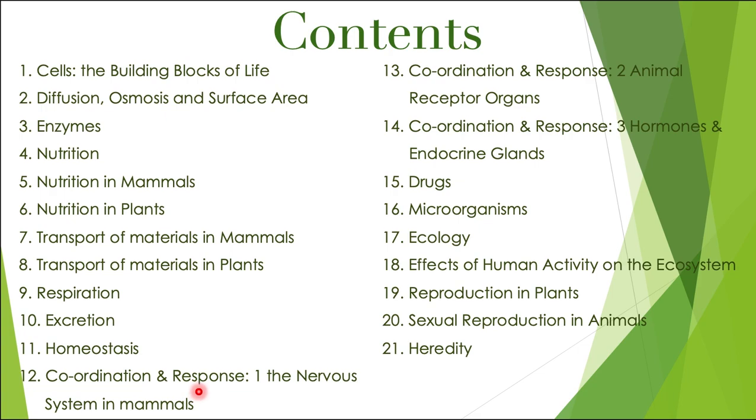Like in the first chapter, we're going to learn about the nervous system in mammals. This is going to be very interesting because in this, we're going to learn about how we get to sense things and how our brain receives these signals. The animal receptor organs, which includes the eye, how our eyes work, how we get to see. And the third is going to be about hormones and endocrine glands.